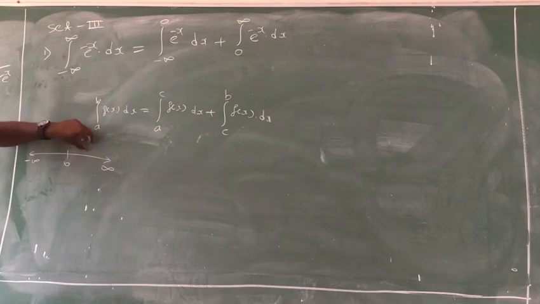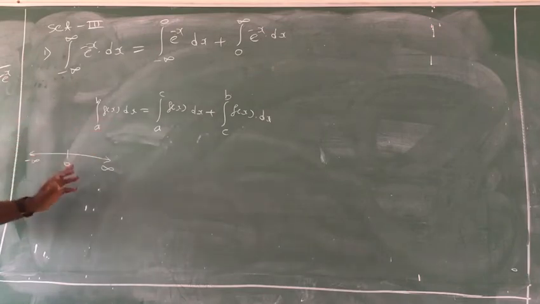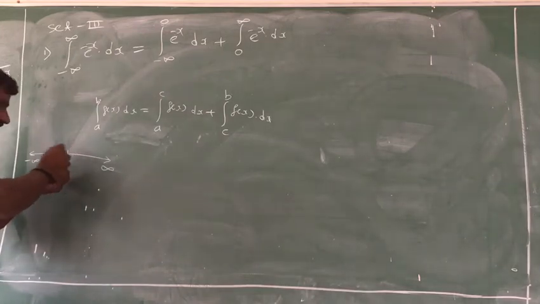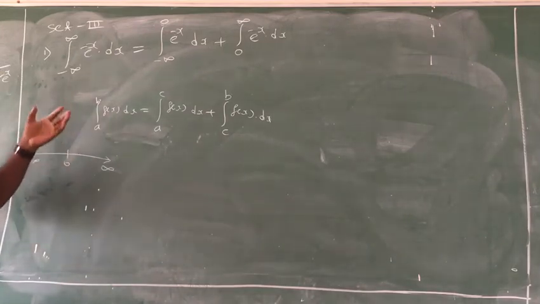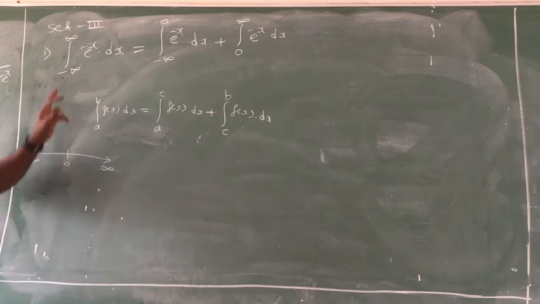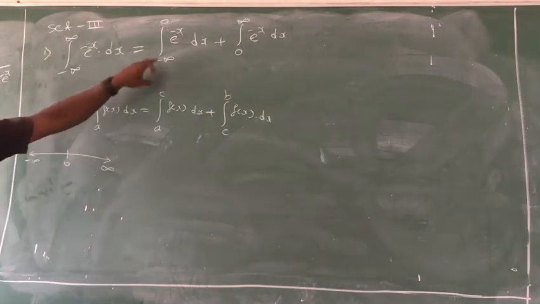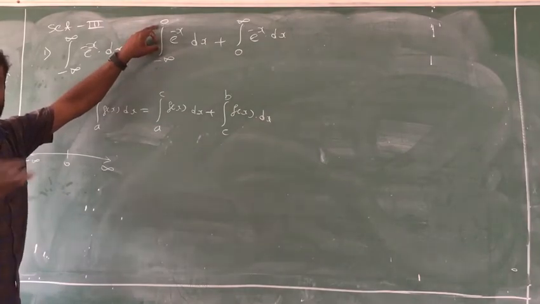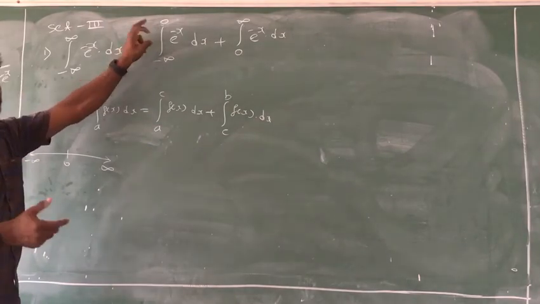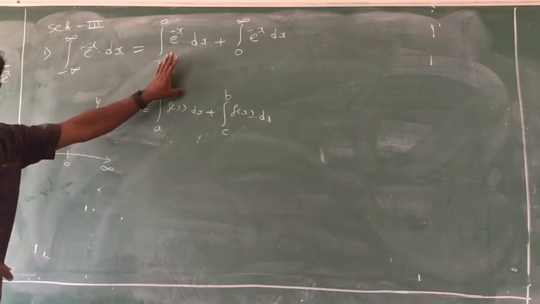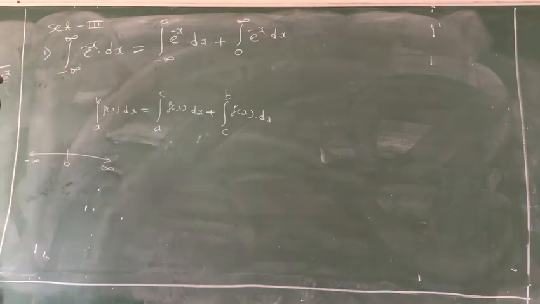You may choose 1, 2, 3, whatever it may be. You may choose any real number. Here we choose 0 and split the area exactly. You may split at 1, 2, 3, minus 1, minus 2, whichever you want, like this area. Clear? Okay.